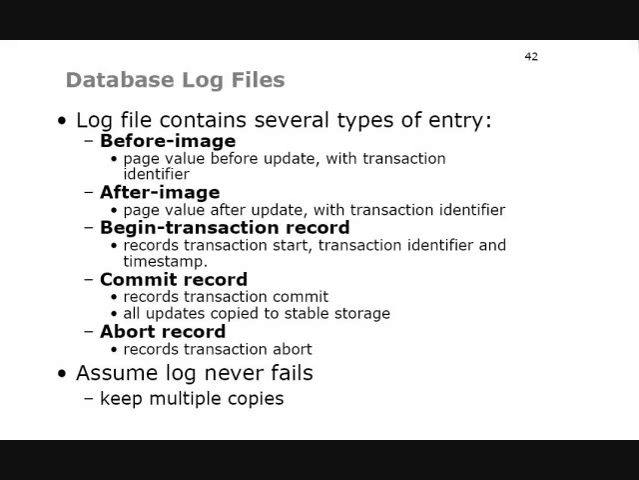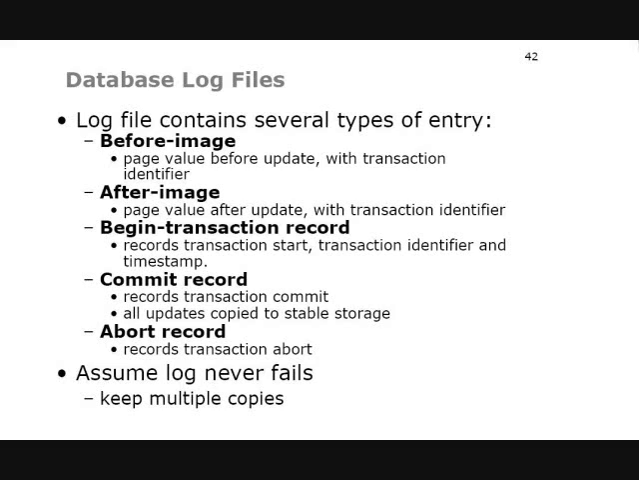And that is going to have several types of entries. We're going to have the before image and the after image. So that is going to be the page value before an update with the transaction identifier that is related to that particular update, and the after image with the page value after any update with the transaction identifier. We might also have to record a begin transaction record. So that is going to give us information on when the transaction starts, the transaction identifier, and the timestamp that tells us the time at which it started.